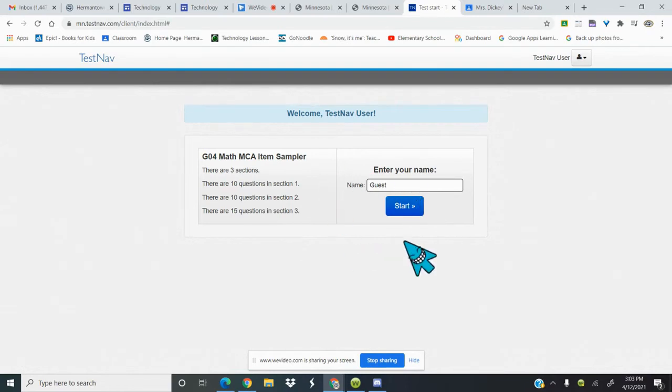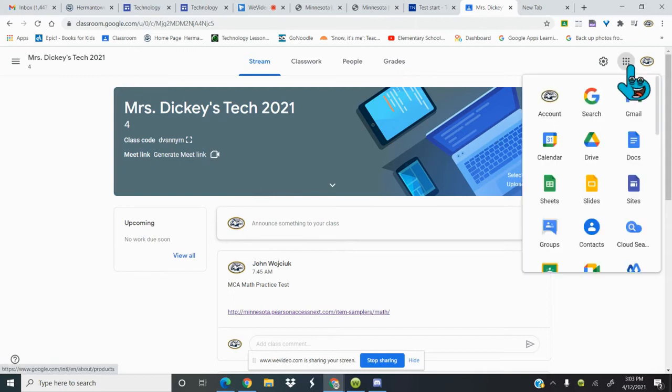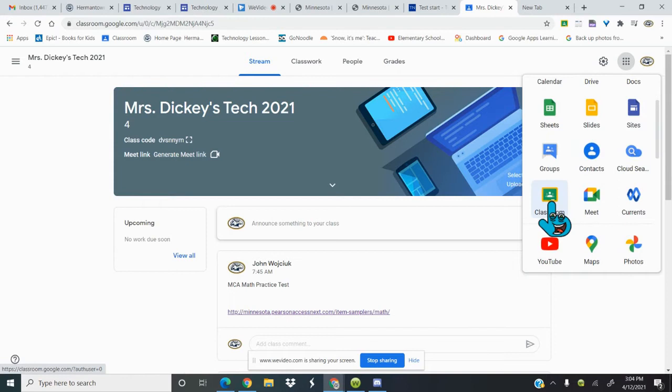Another way to get here would be go to your Google Classroom page. So example, Mrs. Dickey's class, you're out right now. So you would go to your Google Classroom page. Remember, you can access that from your waffle. Go down to Google Classroom. There we go, Google Classroom, and you should be able to access your class that way.